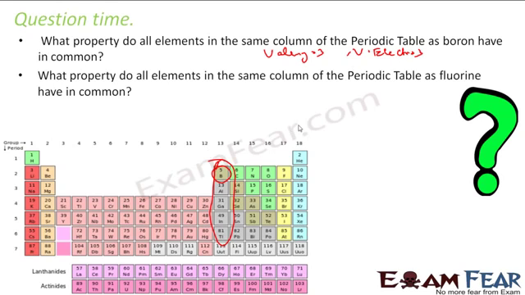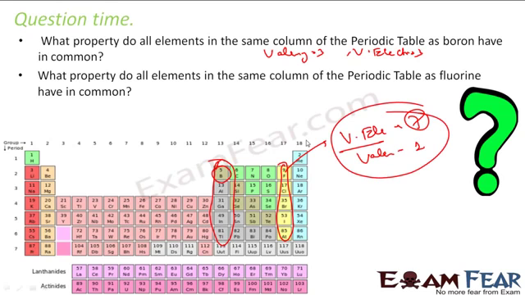What properties do all the elements in the same column as fluorine have in common? So if you see the fluorine one, for all these, my valence electron is 7, right? All these are 7. You see fluorine is 2, 7, 9. This guy is 2, 8, 7. Each and every element in this group has valence electron of 7 and valency of 1. This is the common thing they have.